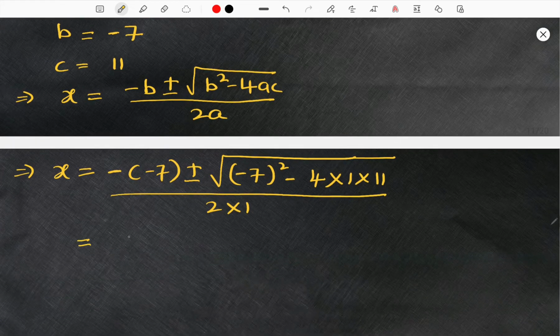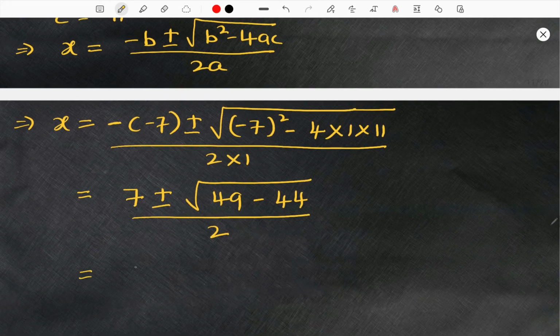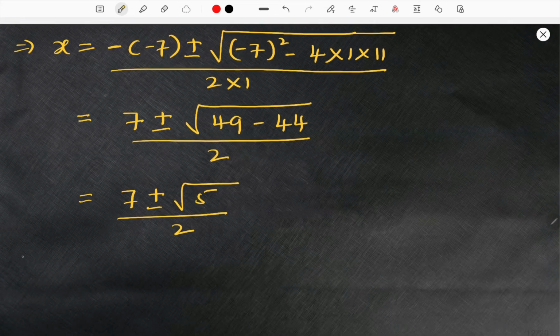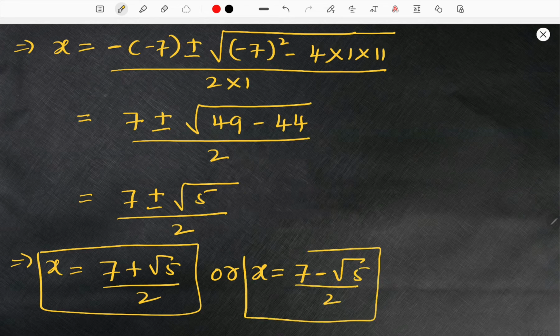Alright, so minus of minus 7 is plus 7, 7 plus or minus under root, minus 7 whole square is 49 and 4 into 11 is 44, then divided by 2 into 1 is 2. Then we'll have 7 plus or minus under root, 49 minus 44 is 5, then divided by 2. So we are going to have the value of x as 7 plus root 5 divided by 2, this is the first solution. And the second solution is x equal to 7 minus root 5 divided by 2. So this is the second solution.